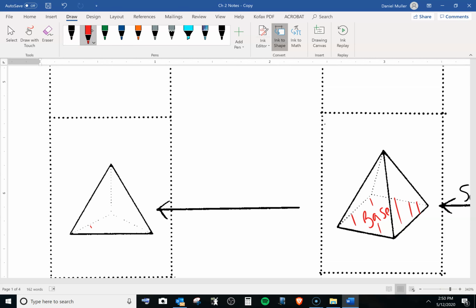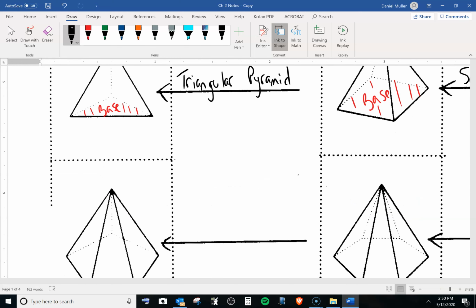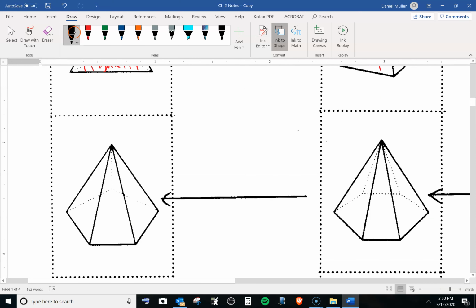Okay. And we have a base here. And it comes to a point. Now the base is a triangle, so it's a triangle base or triangular. And it comes to a point, so we say a triangular pyramid. Oh, this is 5-sided, so that's going to be a pentagon. Based, and it comes to a point, so we'll say a pyramid.